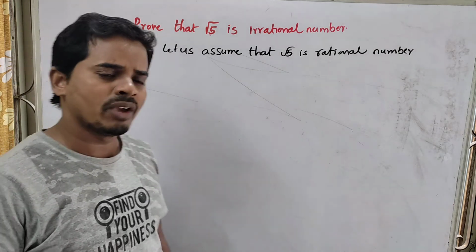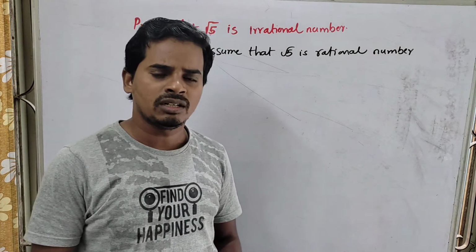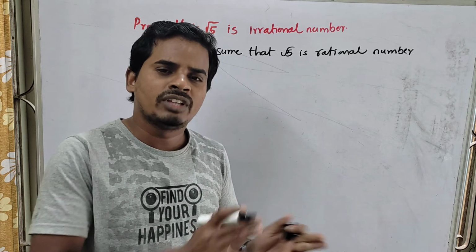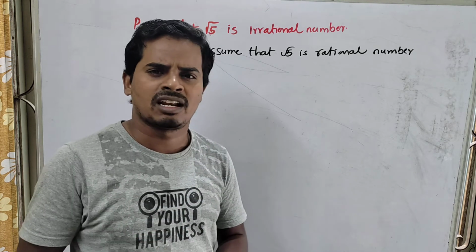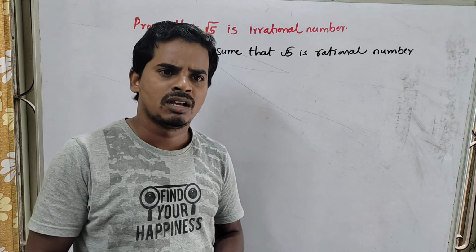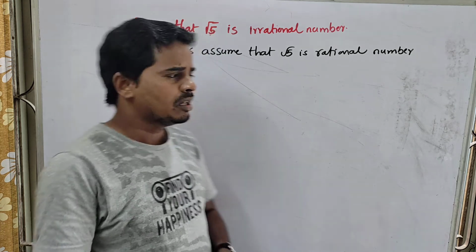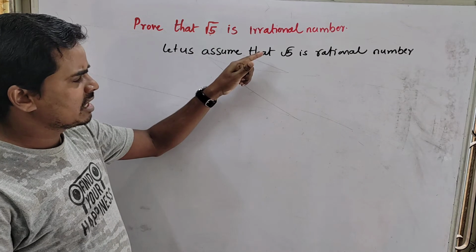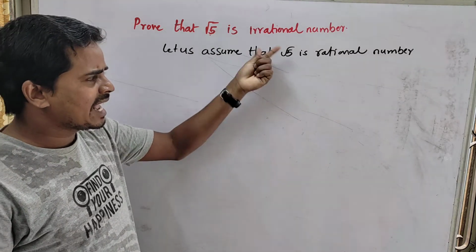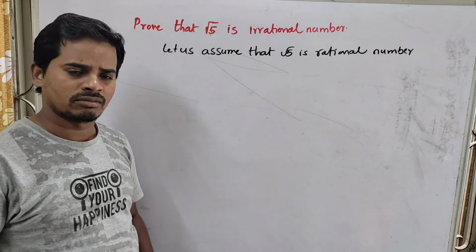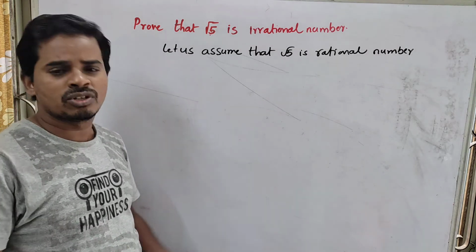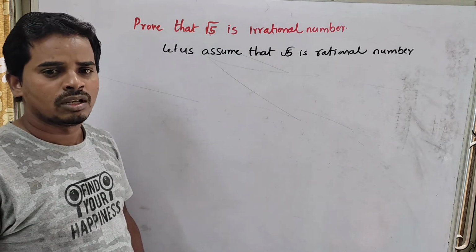So why should we assume that? You may get a question: if it is an irrational number, then why should we assume it as a rational number? Suppose root 5 is an irrational number. If you take it as a rational number, it's absolutely wrong.